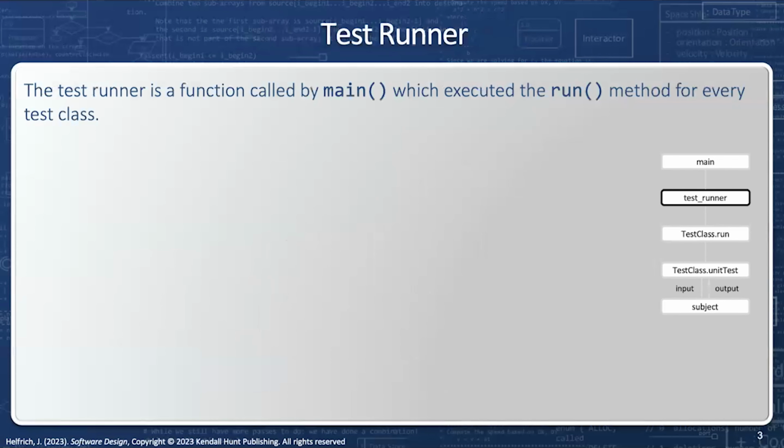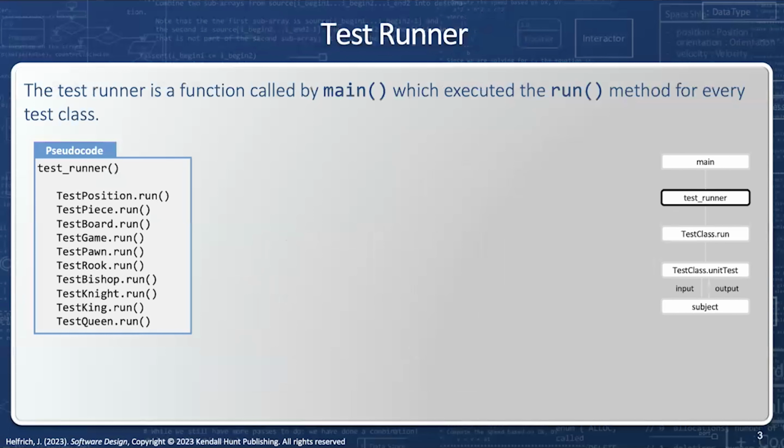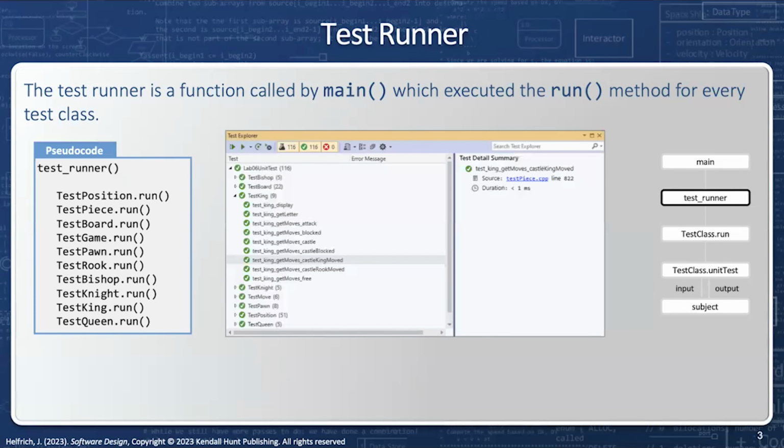So what is exactly the test runner? The test runner just calls the run method for every test class. In this case, there's 1, 2, 3, 4, 5, 6, 7, 8, 9 different test classes, obviously for a chess game. Now, we can create our own test runner easily because it's just a simple linear function. But often, unit test frameworks have a user interface that allows us to do this in a more convenient way.